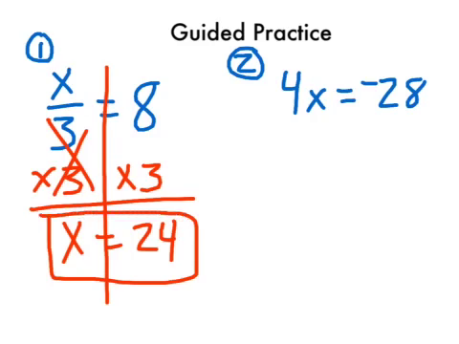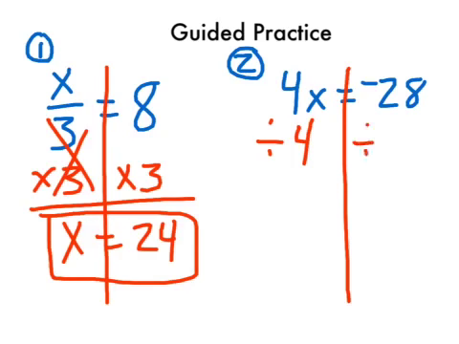Now, on the guided practice for number 2, do this with me. Draw your line straight down. What's being done right here to 4 and x? You go to the same side as the variable, and you look what's being done. We're multiplying by 4. So we're going to do the opposite. We're going to divide by 4.